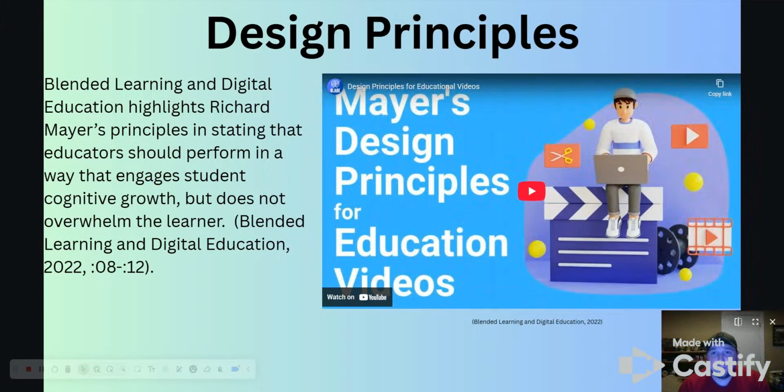And design principles. The blended learning and digital education video highlights Richard Meyer's principles in stating that educators should perform in a way that engages student cognitive growth but does not overwhelm the learner at the same time.